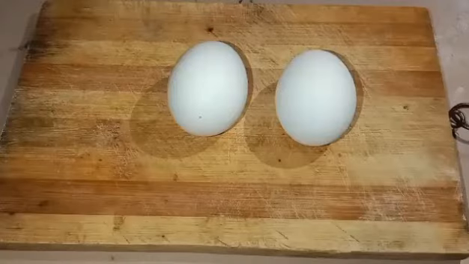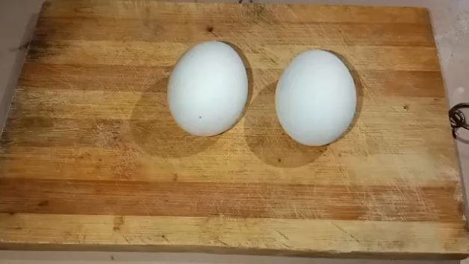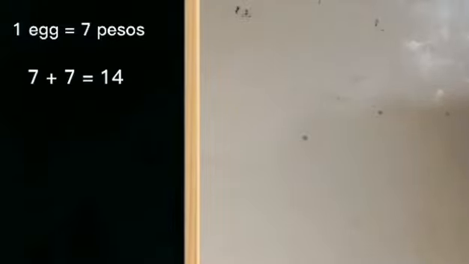So, how can we calculate our plate costs? First, calculate the amount that you spend on the dish, like eggs for example. Each egg costs about 7 pesos and we have 2 eggs, which sums to about 14 pesos.